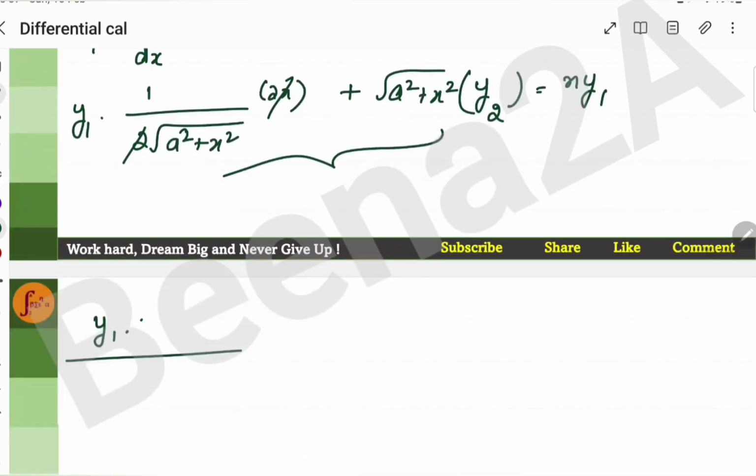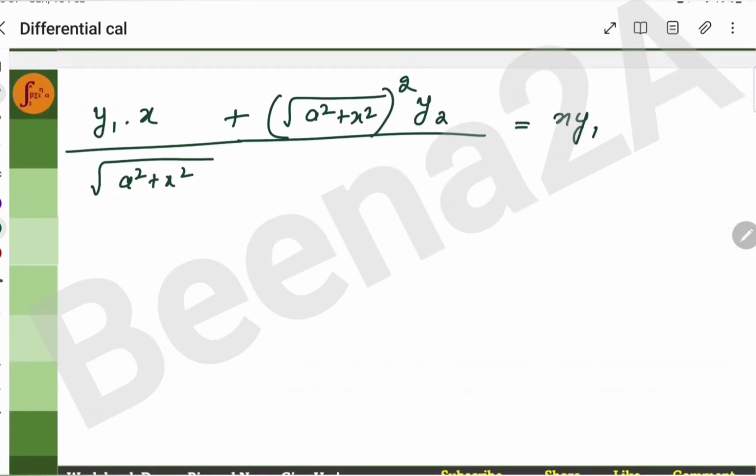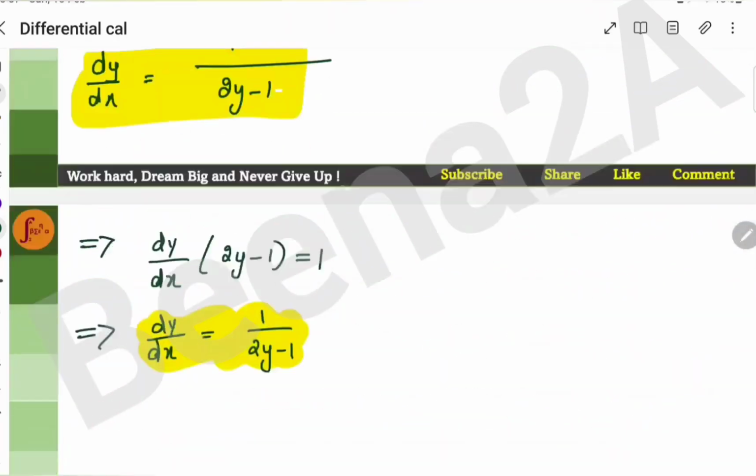So it will be y1 into x by root of a square plus x square, right? Now the LCM would be a square plus x square. So this has to be multiplied with a square plus x square, right? So it will be root of a square plus x square. Have to multiply this, and you have y2 is equal to ny1. So a square and square will get cancelled. So we'll get xy1 plus a square plus x square into y2 root of a square plus x square is equal to ny1.